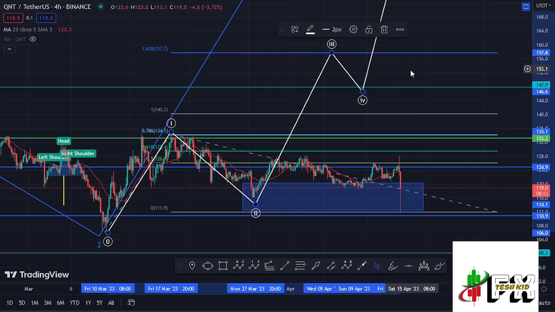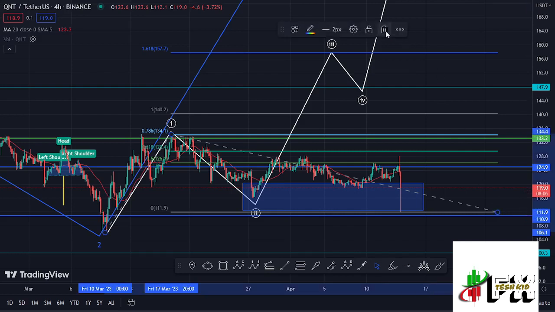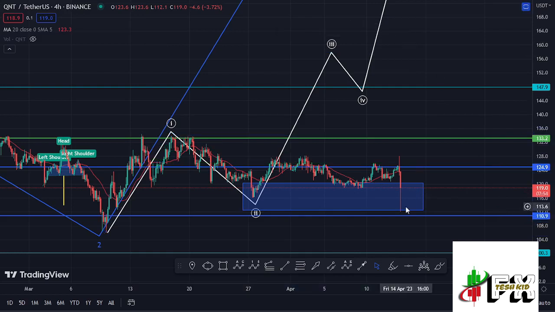And for that move to also play out, we need to note that we need to continue holding within this blue target area, and in case we are able to close a 4-hour candlestick or maybe the 1-hour candlestick to the lower side of this blue target area, there are high chances that we are going to see further breakdown to the lower side. And in case such a move plays out and we lose our key area of support at around the $110.9 mark, that could possibly take us back to around the $100.3 mark.